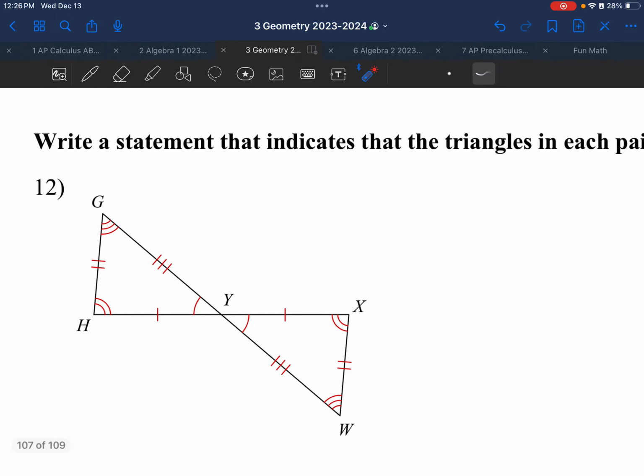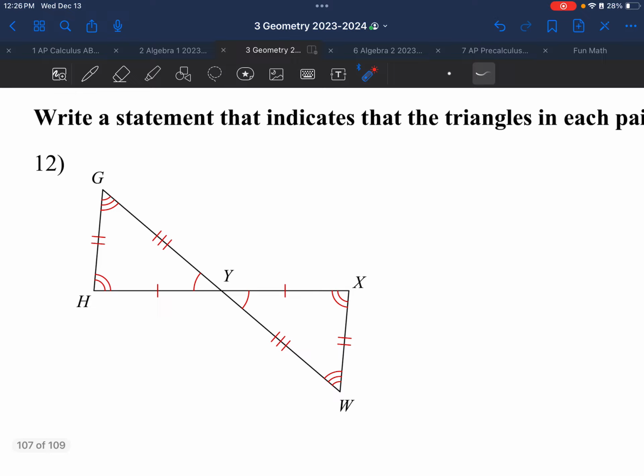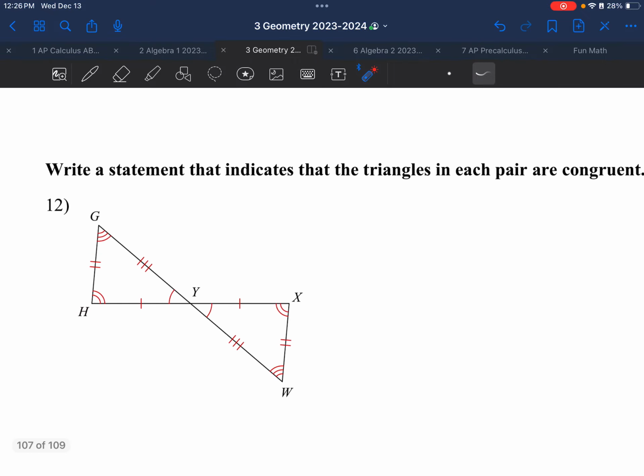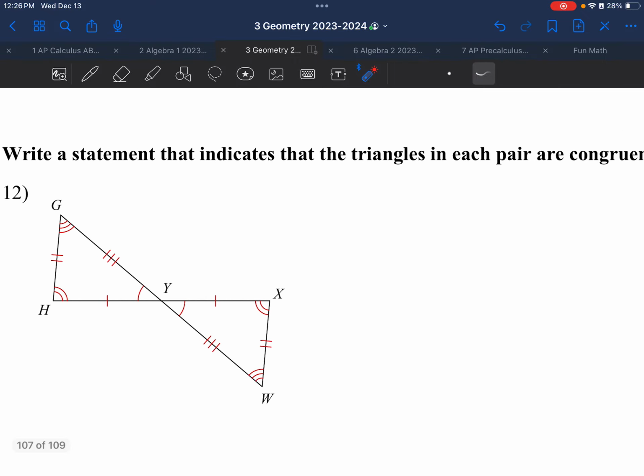All right. In number 12, write a statement that indicates that the triangles in each pair are congruent. All right. We just need to talk about these triangles.